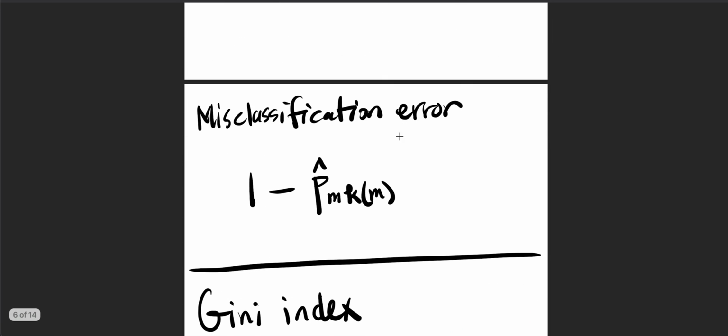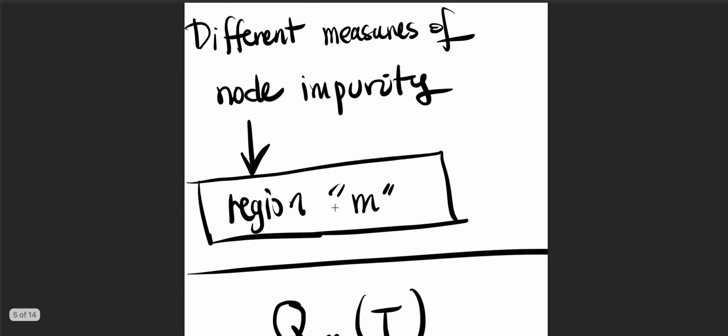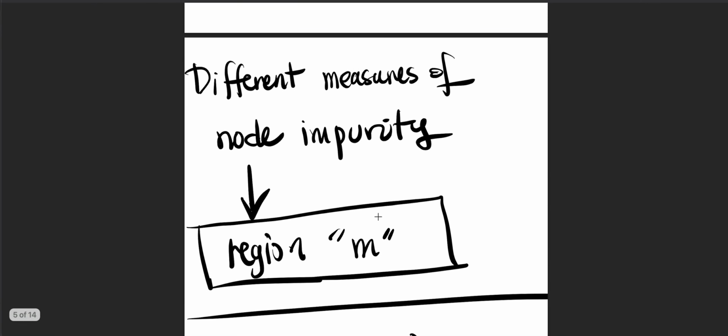So one is the misclassification error. Misclassification error is 1 minus p hat mk of m. So we ask, what is the proportion of the majority in region M? Let's say it's 0.9. So 1 minus 0.9 is 0.1, a 10% error in that region. Again, I want to emphasize that these measures are per region. In the end, we have to sum over all the regions. But this is per region.